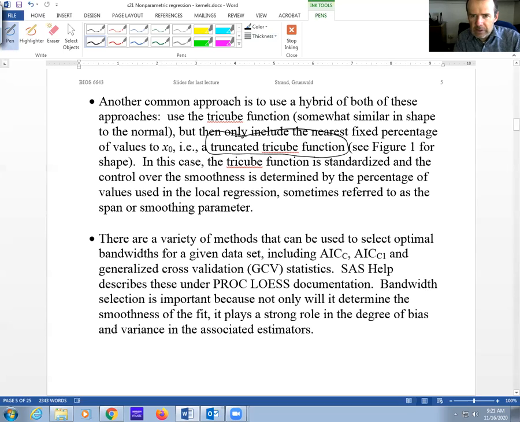It has a mound shape with a peak in the middle, and then it tails off. It's just a little simpler function, but it looks similar to the standard normal kernel. So again, there are optimal values that you can get through AIC type statistics or cross-validation statistics that will tell you this is the optimal bandwidth. So those are things that you can use.